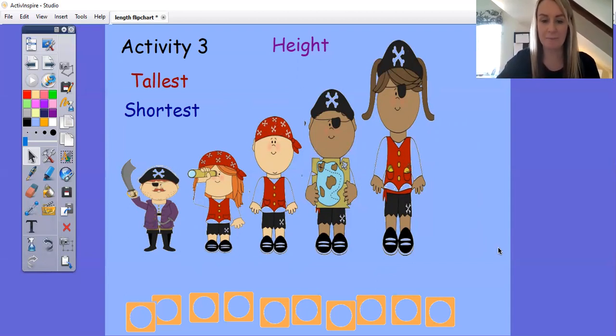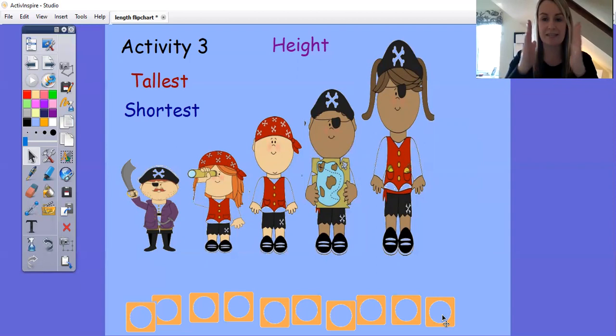Now, once you've done that, I'd like you to measure each pirate using the non-standard units like you did yesterday. So just a reminder, a non-standard unit is a way of measuring using something from around the house. It could be the same size piece of pasta. It could be using the same size Lego cube. Okay, I'm going to use the Numicon one piece from yesterday that I'd already cut out from the worksheet there, but this time we're measuring the height.